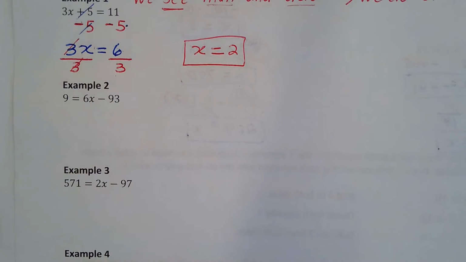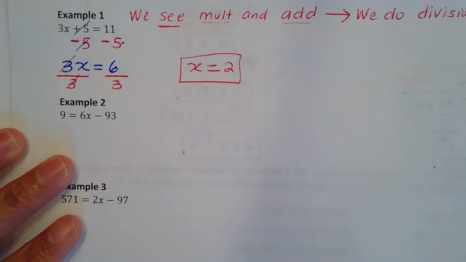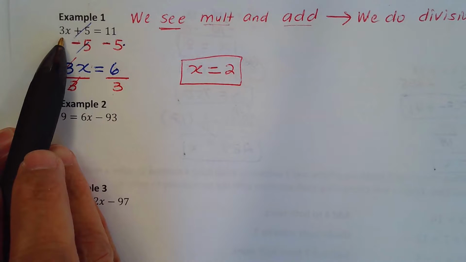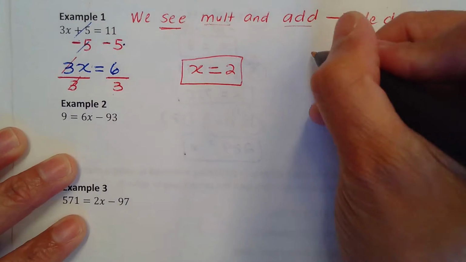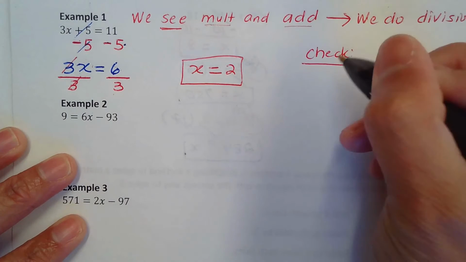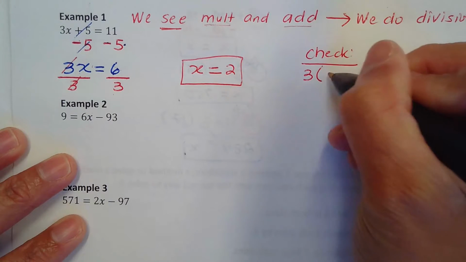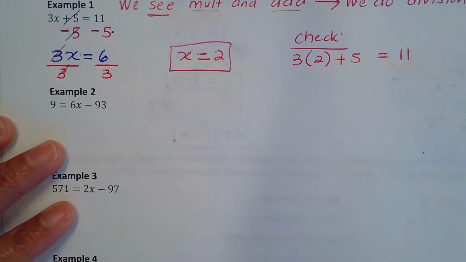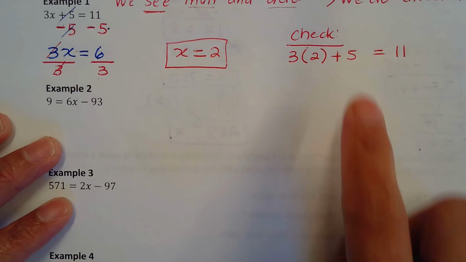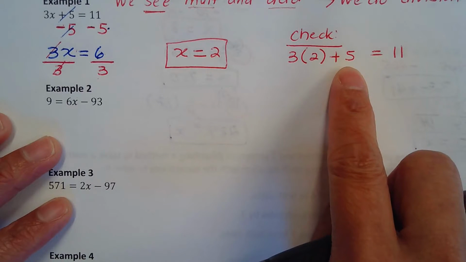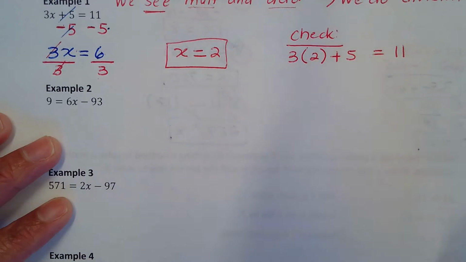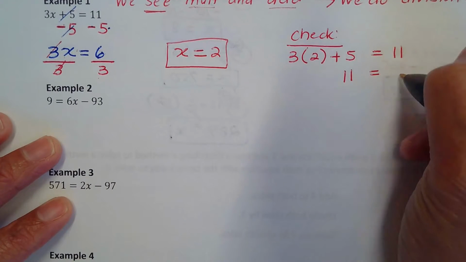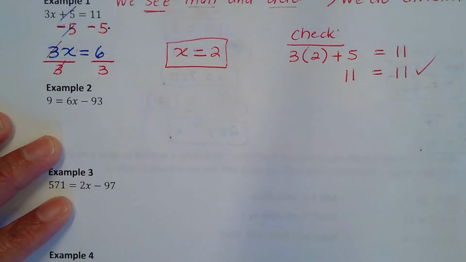So is 2 the correct answer? How do we know that? Try that on your calculator. Let's check it. 3 times 2 plus 5, is that equal to 11? So this is 11 equals 11. That means our answer is correct.